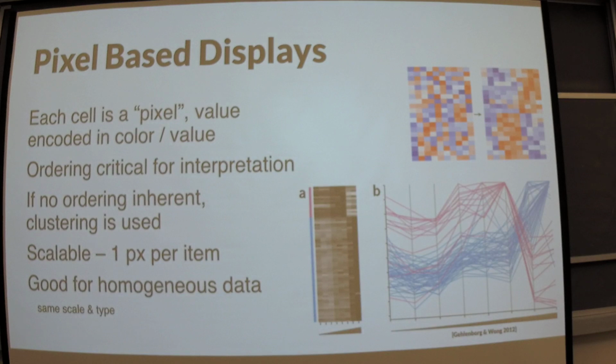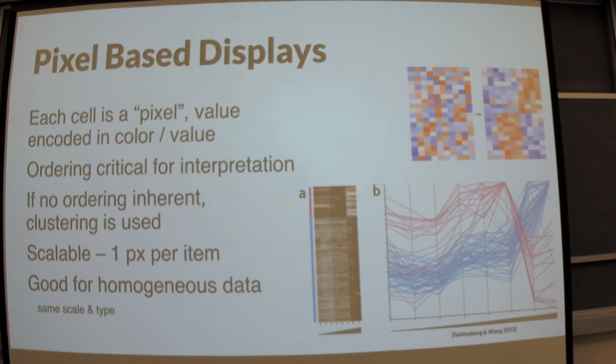Okay, the most scalable tabular data visualizations are these dense pixel displays that we usually call heat maps. Here, each cell is a pixel, and the value of this is encoded in color or value. And that obviously only works if we have multiple dimensions of data that is of the same scale, right? If I have age and 100 meter runtimes, I can't really do that efficiently. But if I have data of exactly the same scale, then I can use these heat maps very effectively.